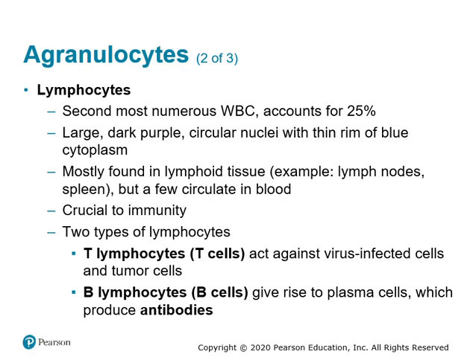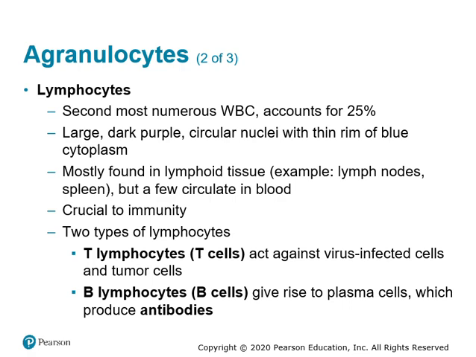Now, why T and B lymphocytes are important is because they can either directly act against virus-infected cells and tumor cells, or give rise to plasma cells which produce antibodies. And that is going to be the main arm of what we call the adaptive immune system that actually responds very specifically to different types of pathogens, which are things that cause disease.